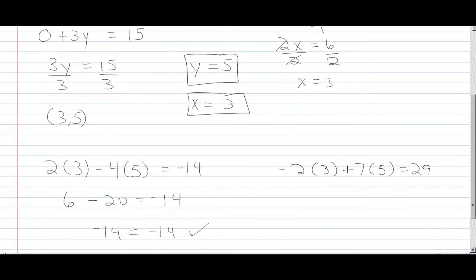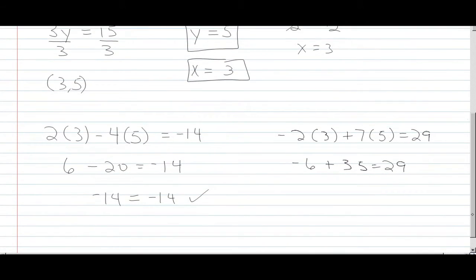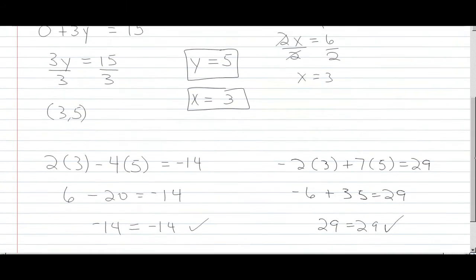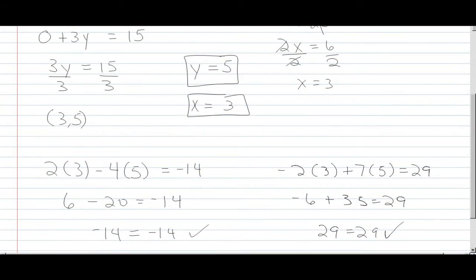Okay, negative 2 times 3 would be negative 6. 7 times 5 is 35. And this should equal 29. And it does, right? Negative 6 plus 35 does equal 29. So you get 29 equals 29. That's a true statement. Okay, so our solution, which is x equals 3 and y equals 5, is correct.